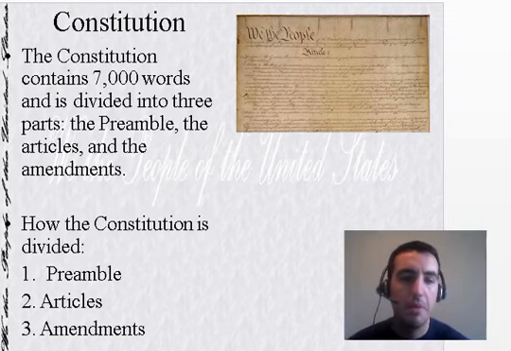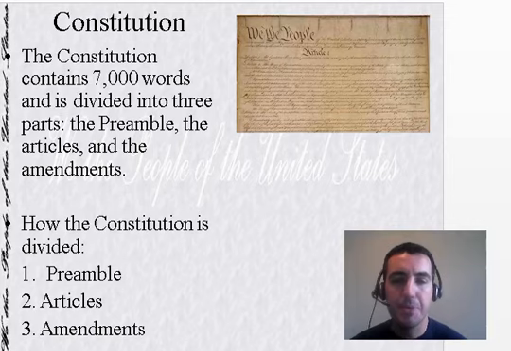So remember, like we learned about in some of the previous lessons, the Constitution is really not that long. It's only 7,000 words. Sounds like a lot, but like we said earlier, it's only about 13 or 14 pages. And it's divided into three parts. The preamble, which is pretty quick, and it's at the beginning. The articles, which we're going to focus on, and then the amendments, which we've looked at a little bit in the past. Those are all the changes.